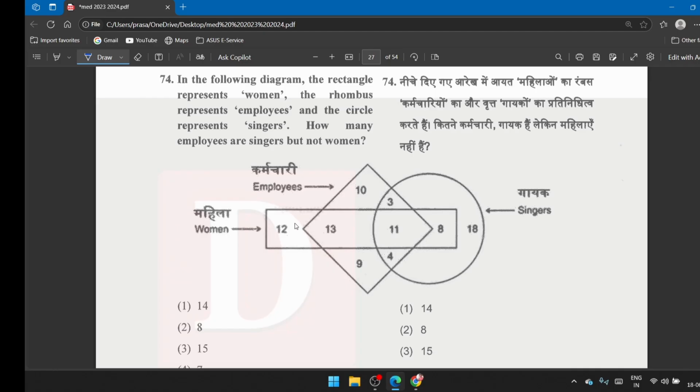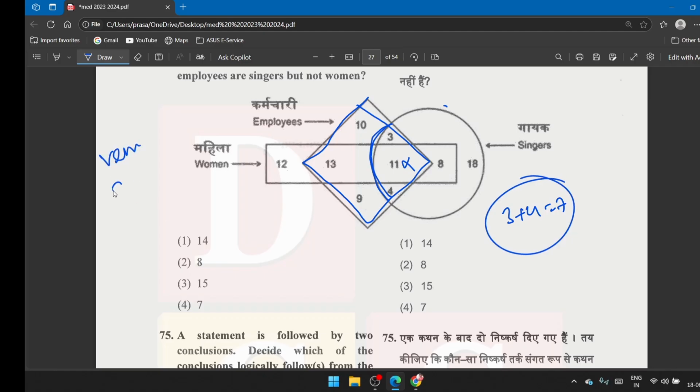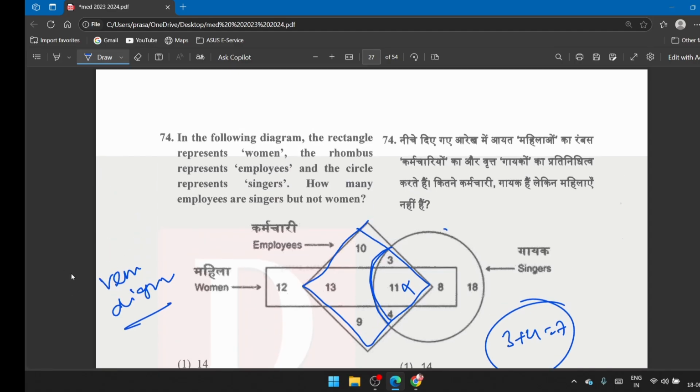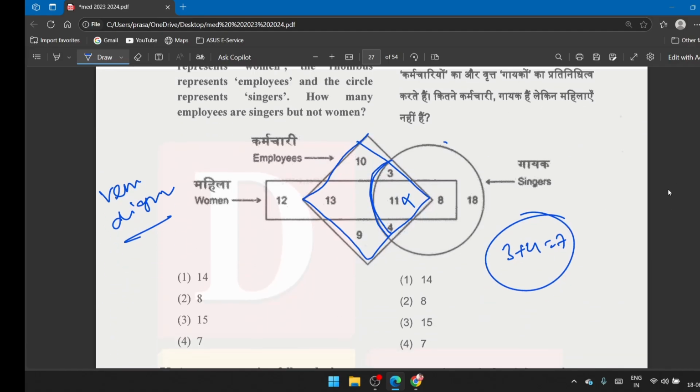Okay, women in the rhombus represent employees. The circle represents singers, and how many employees are singers but not women? How many employees are singers, but not women? That means 3 plus 4 equal to 7. This is a Venn diagram question. The previous one was a question of logical reasoning. Statement and assumption is a part of logical reasoning. Okay, this is your Venn diagram question. That is 3 plus 4 equal to 7.